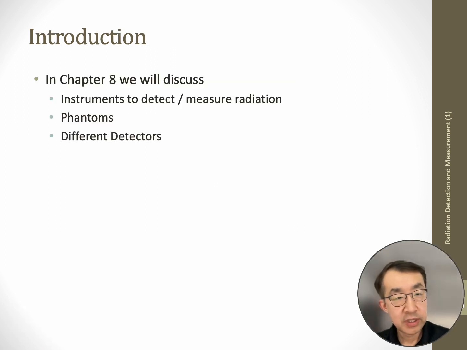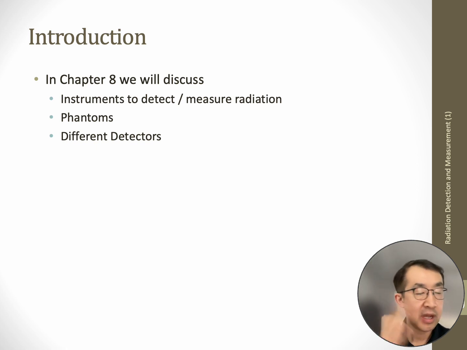All right, so that was a recap, and today in chapter 8 in your textbook, we'll discuss the different instruments that we can use to measure exposure and dose, and what physicists use. We call it a phantom. It is actually some alternative medium that we can use instead of an actual live patient. So we'll learn about half of the detectors, and then next week we will learn the other half.